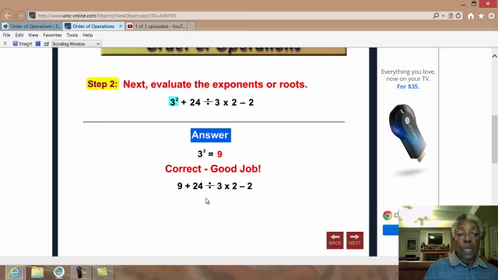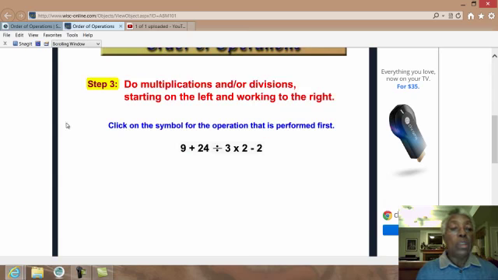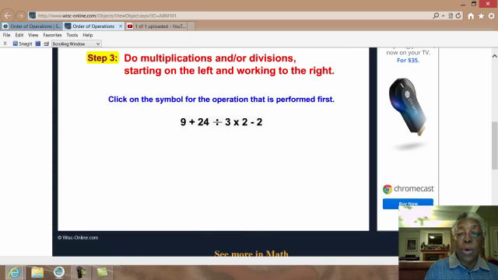So now what are we picking up next? According to the order of operations, do we take division or multiplication? Let's check it out. Step 3. Do multiplications and or divisions starting on the left and working to the right. Click on the symbol for the operation that is performed first. So the operation here that is performed first, even though the order of operation says what? Multiplication comes first?